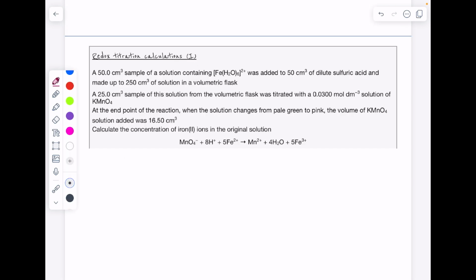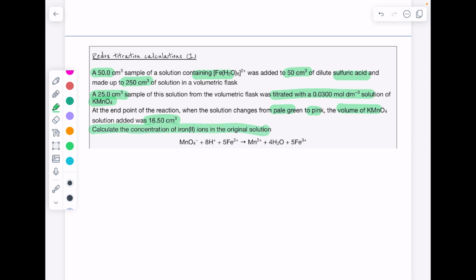You could be asked to answer redox titration calculations involving transition metals. This is a good example here. A 50 centimetres cubed sample of solution containing this complex ion was added to 50 centimetres cubed of dilute sulfuric acid. It was made up to 250 centimetres cubed of solution in a volumetric flask. A 25 centimetre cubed sample of this solution was titrated with this concentration of KMnO4. At the end point of the reaction, when the solution changes colour from pale green to pink, the volume of KMnO4 added was 16.50 centimetres cubed.